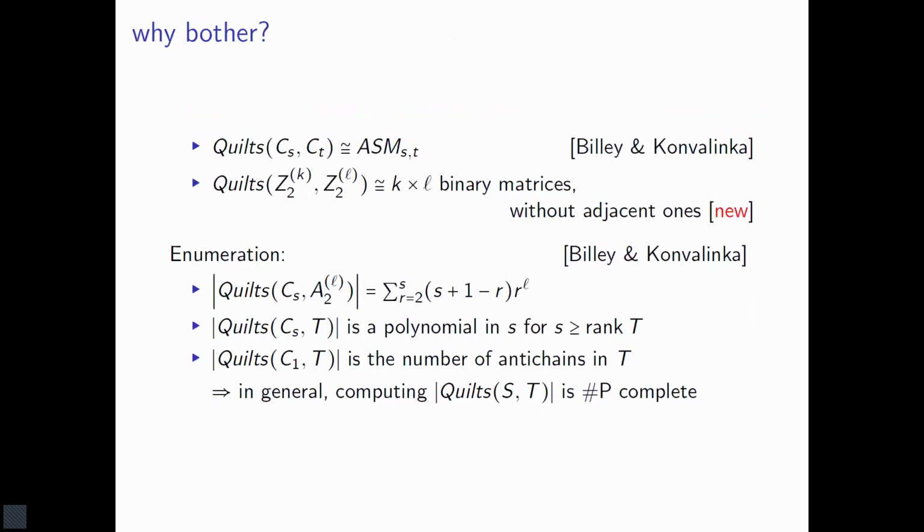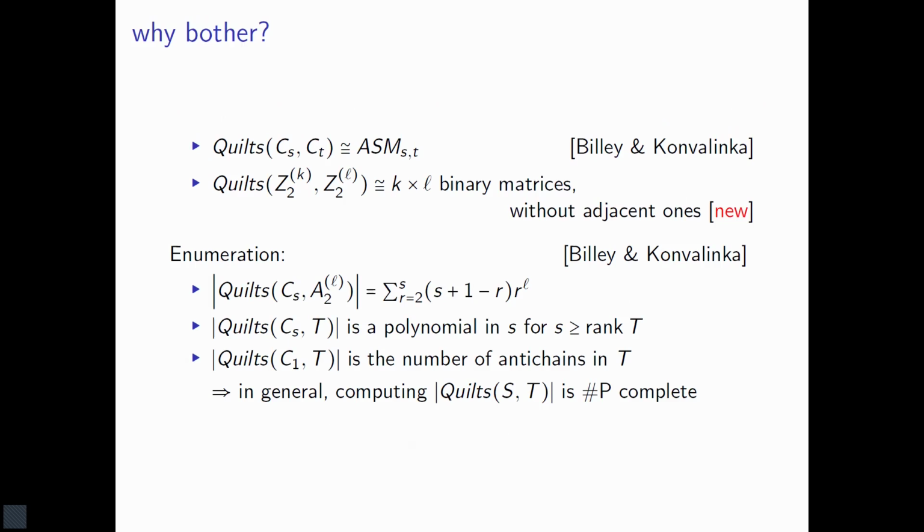Okay. And why bother? That's actually the main question of this talk. Why bother? I already said that if I take two chains, we get the corner sum matrices, because that was the generalization we started off with. And this was actually the invention of quilts by Sarah Bille and Matthias. So we get rectangular alternating sign matrices.